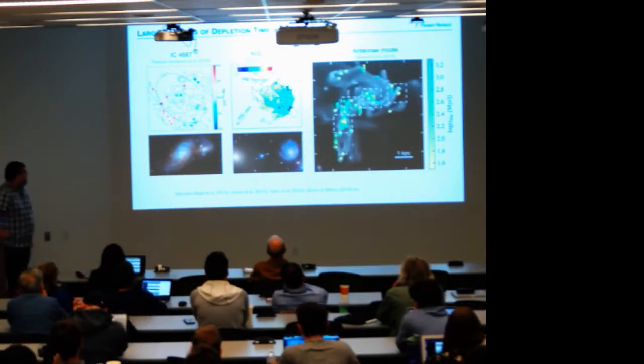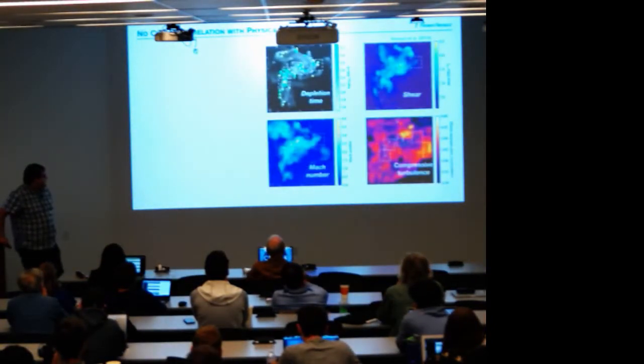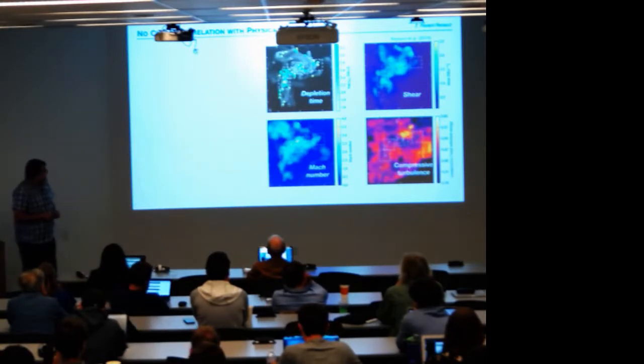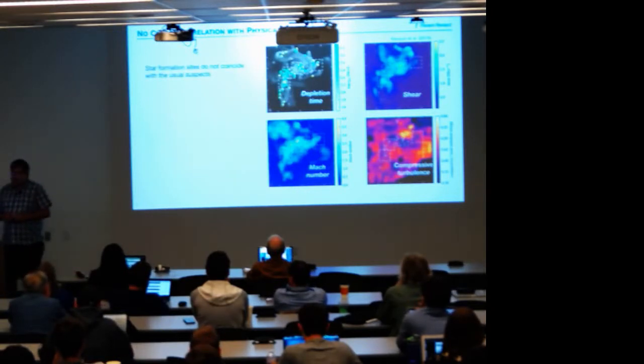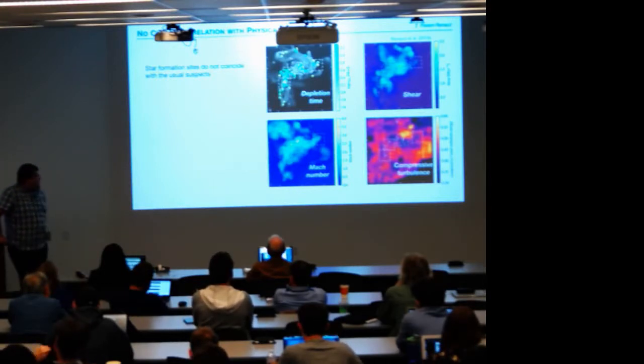So the obvious thing to do was to look at the reason behind that. So I looked at the usual culprits. I show here just a few: the shear, Mach number, compressive turbulence, everything that could affect star formation in a positive or negative manner. Well, star formation sites don't really coincide with these usual suspects, and trust me, I, like many others, tried. And at some point, I understood why.